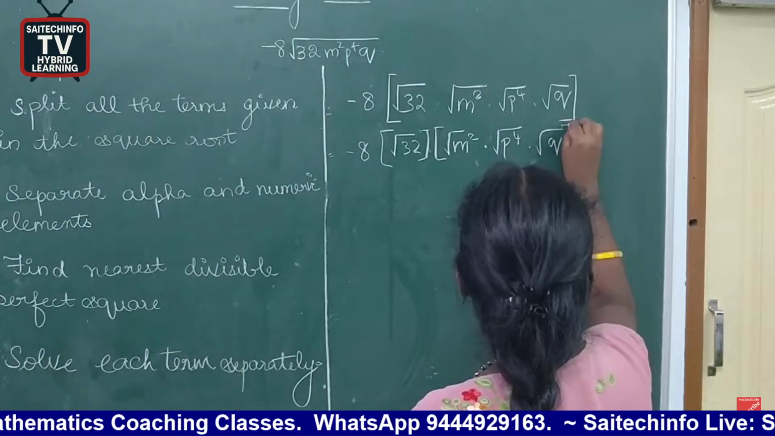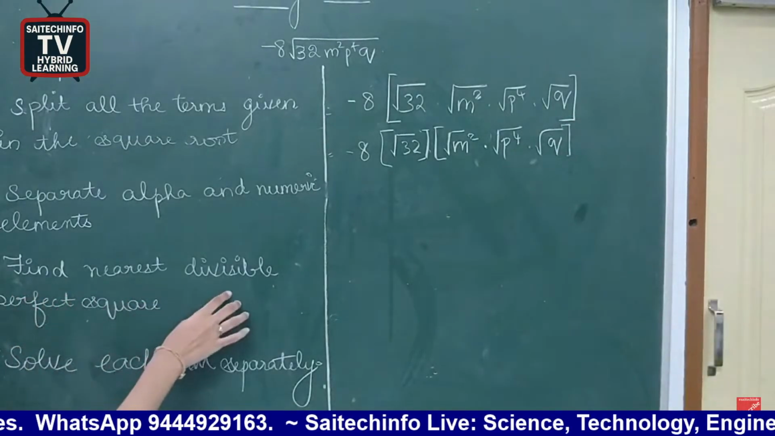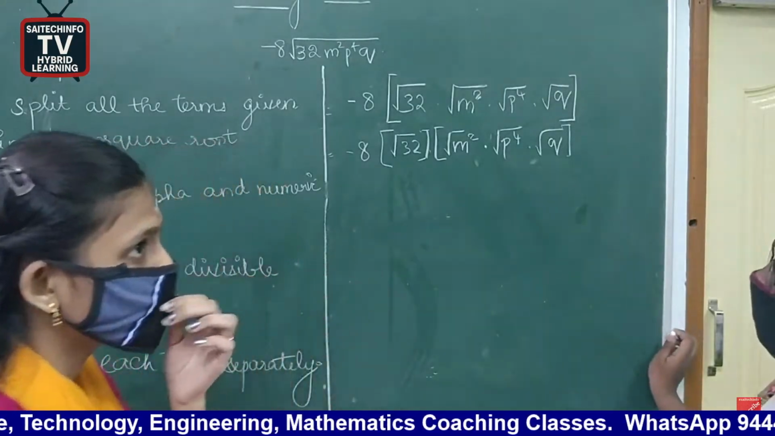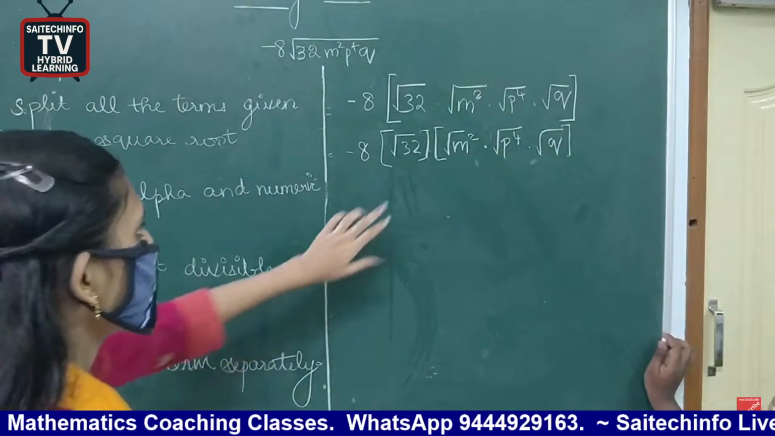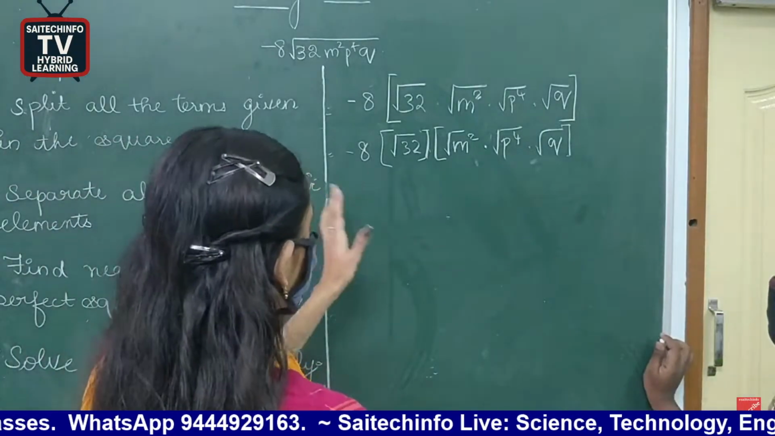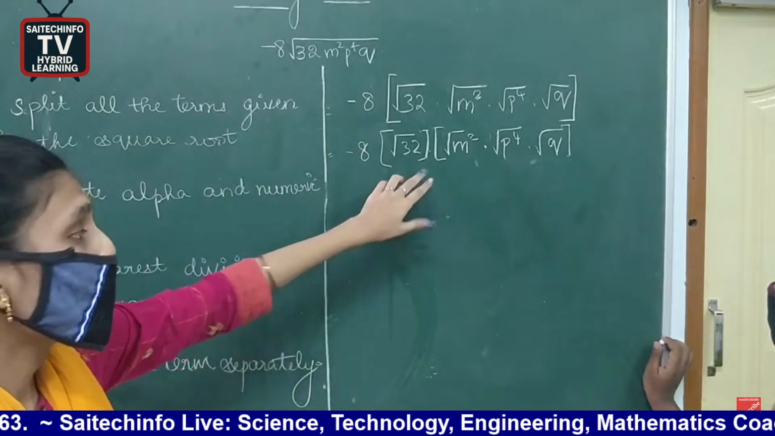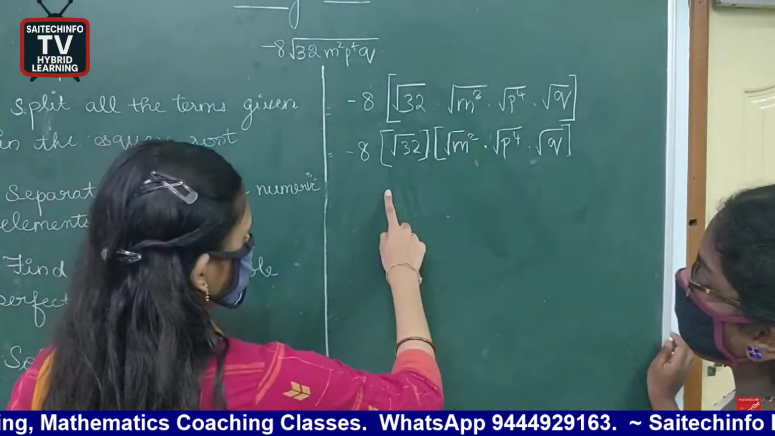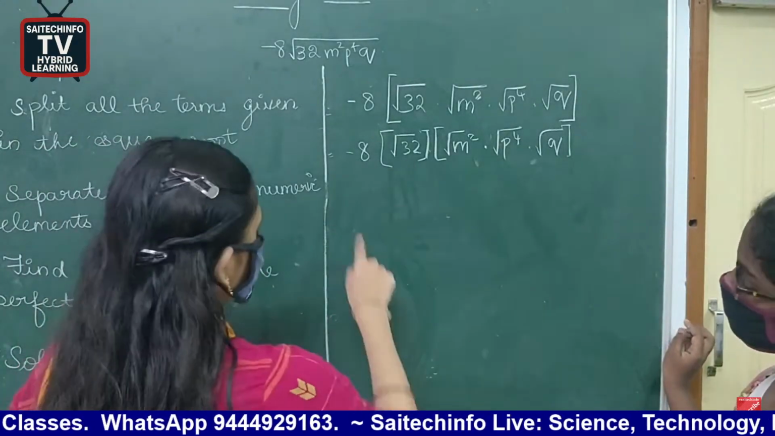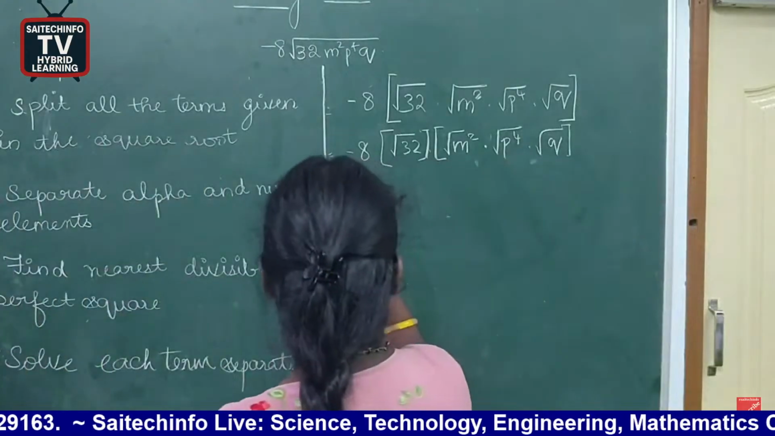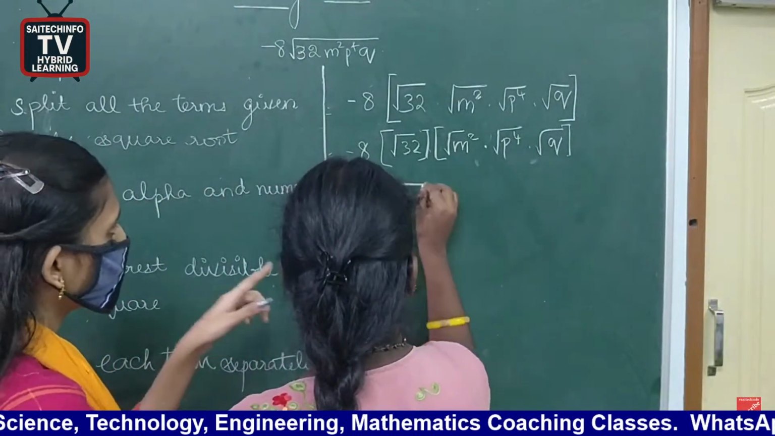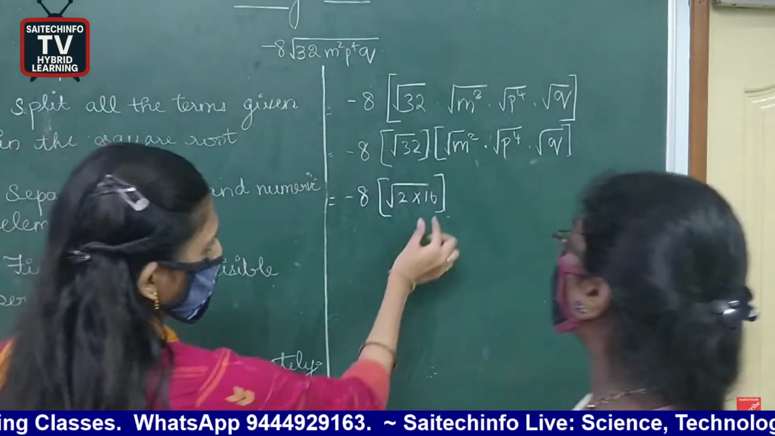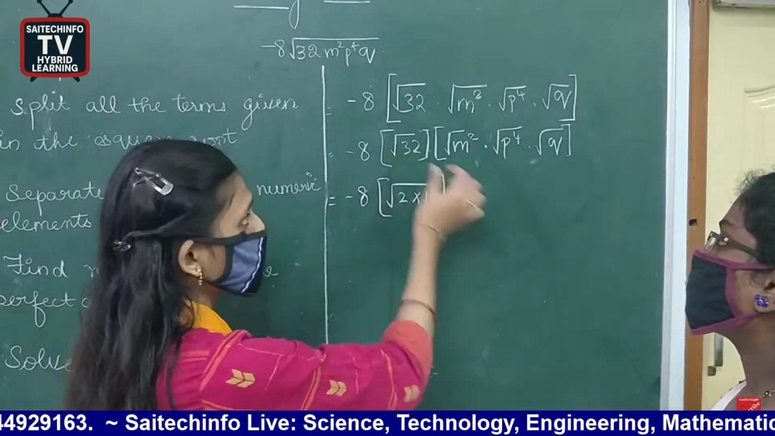Into root q. So the third step is to find the nearest divisible perfect square for the numeric term. For this root 32, we have to find the nearest divisible perfect square. Root 32 is given here, so we try root 25. But 25 is not divisible into 32. The next is root 16. Root 16 is divisible into this number. So let us write it as minus 8 into whole root of 2 into 16. I am splitting root 32 as 2 into 16, so that it gives us a perfect square number which is also divisible.